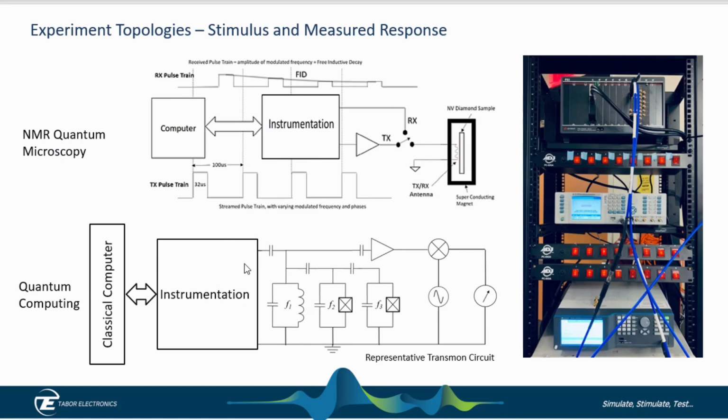But we want to generate a certain frequency, say 3 or 4 gigahertz, that stimulates the qubit. It's represented by these Josephson junctions down here. And then we maybe want to do a measurement, so we would generate 7 or 8 gigahertz, and we would measure it with a measuring device such as a digitizer here. So let's get onto that in the next slide.